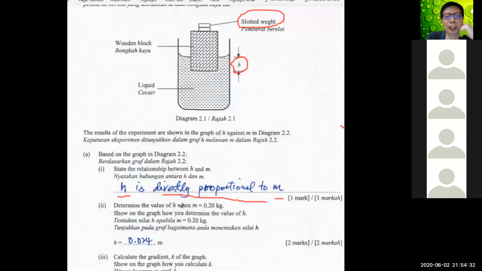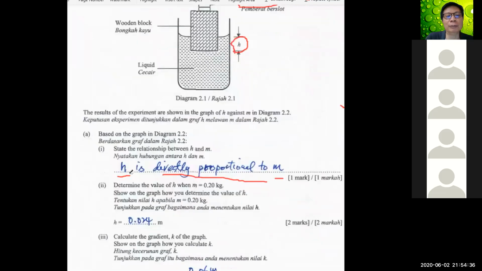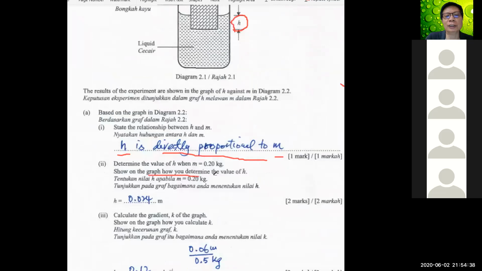Okay, second question. Determine the values of H when M 0.2. Now, standard sentence they will put there. Show on the graph how you determine, meaning you have to draw the line. Draw the line to show how you get the answer. When the M 0.2, what is the value of H? Don't be too smart, you know. I know some of you say, no need draw line, I can see what. I tell you, don't be stupid. You don't draw the line, the examiner cannot read your mind one, you know. You don't show the line there, so straight away they will minus your mark, one mark, okay?